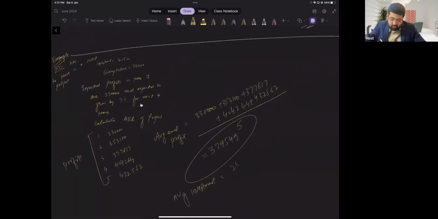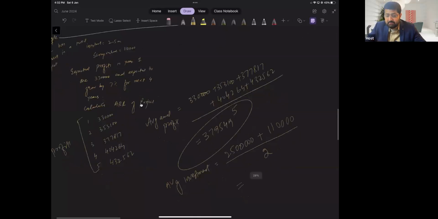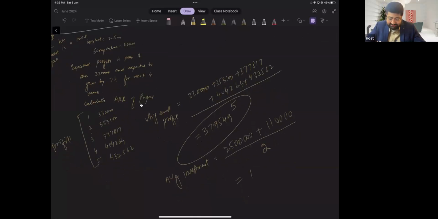Investment 2.5 million plus 110,000 divided by 2. What is the average investment? Please tell me the answer. In the previous question, a lot of students were doing calculation, and now only few. I want the same passion.